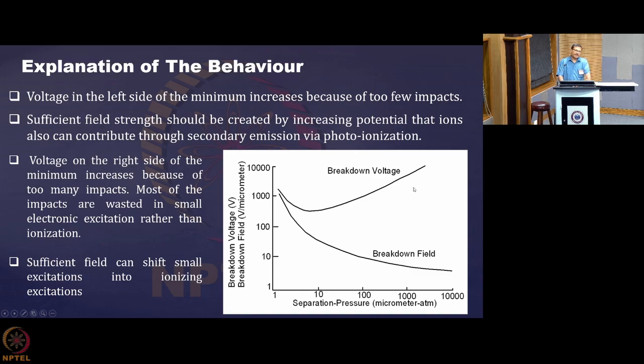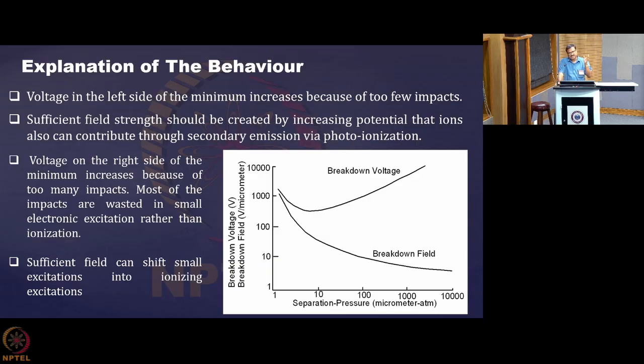Then why, on the right side of the PD min, is the breakdown voltage increasing? This is because PD is increasing for a given gap, which means that pressure is increasing. When pressure is increasing, the mean free path is decreasing. So, for a given voltage, the free time for which it is getting accelerated is getting reduced.